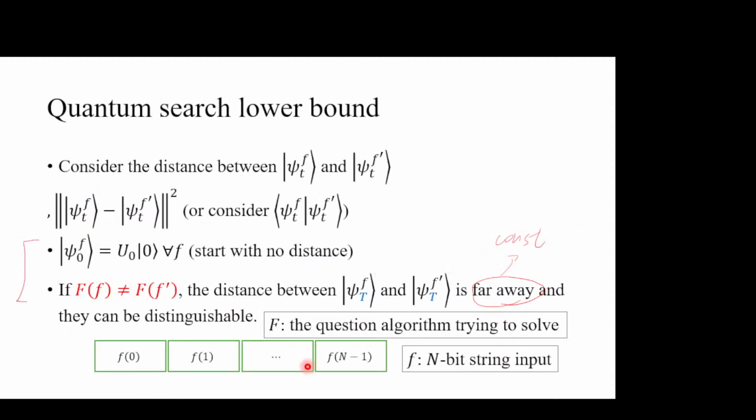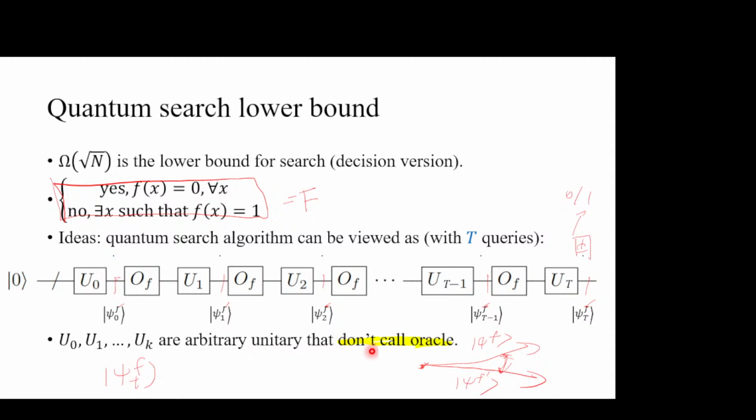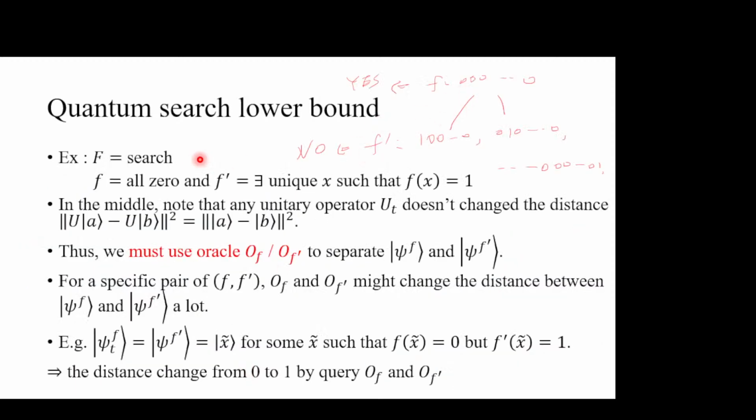But here is a big caveat. So what if we just pick one pair of f and f prime? Maybe we want to see how many queries we need to separate this all-0 input string and this 1000 input string. How many queries do we need to separate those two strings? How many queries we need to use is actually one query.